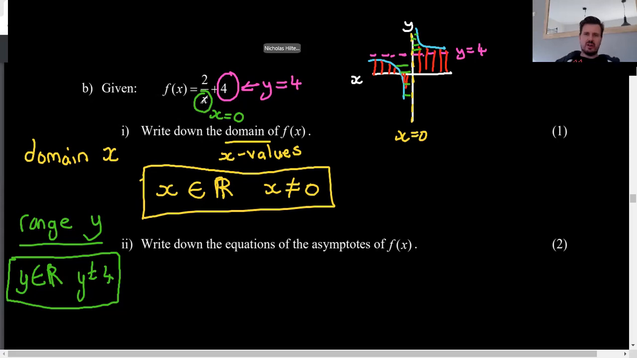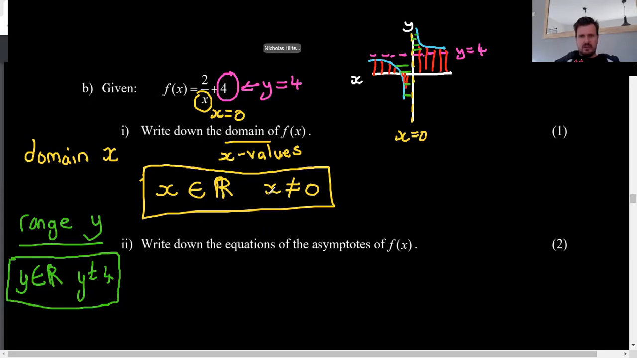Another way to think of it is you can't divide by 0. So you can't put a 0 in here because 2 divided by 0 would give you undefined on your calculator. So that's why we get this x equals 0 domain. You cannot divide by 0, so that's why x cannot be 0, because 2 divided by 0 would give you an undefined answer.